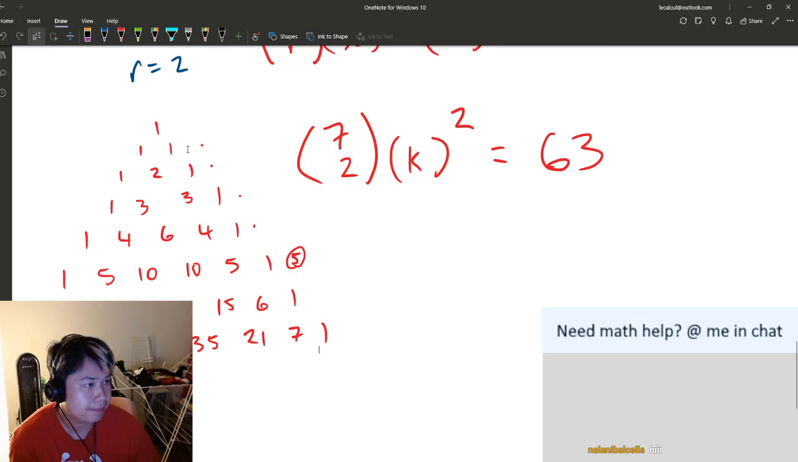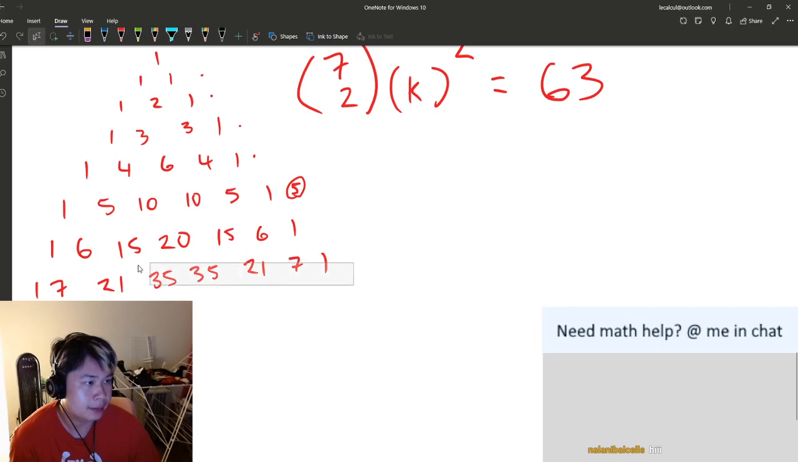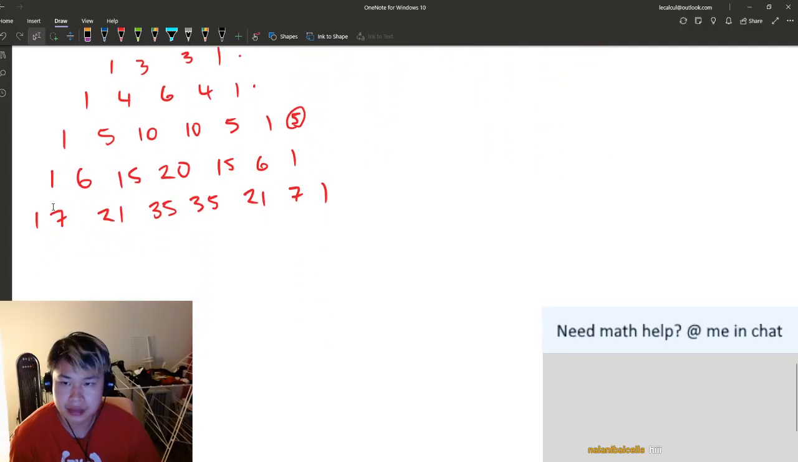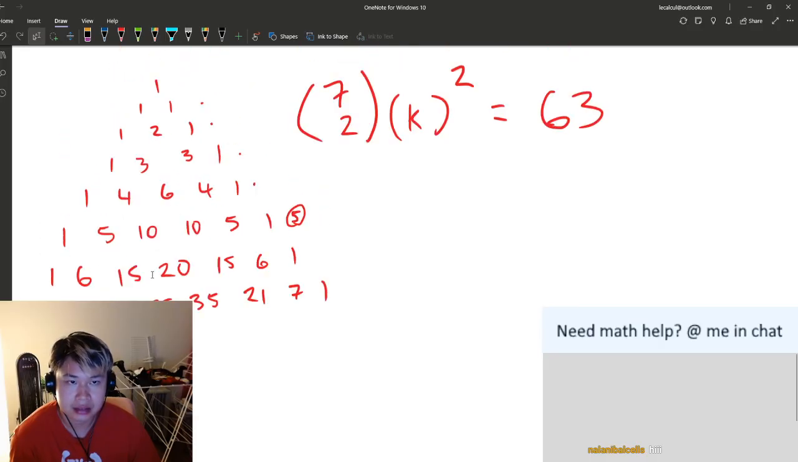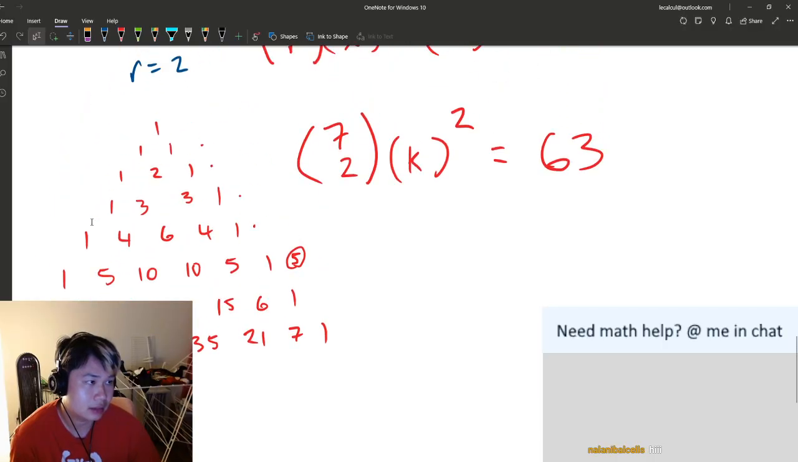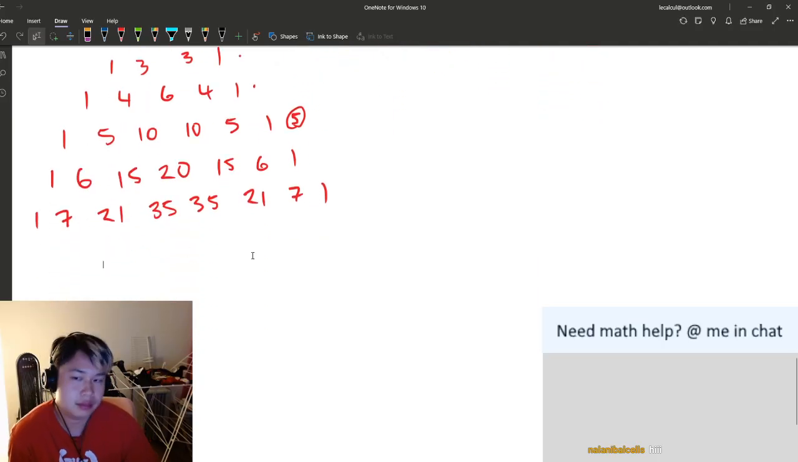Okay. How does this work again? So 7c2 implies the 8th row because the numbers start at 0, and then 2 represents, I think, either the 3rd or the 2nd. I should know this. It represents the 3rd. Let's go with the 3rd. I'll double check it doing it the other way.